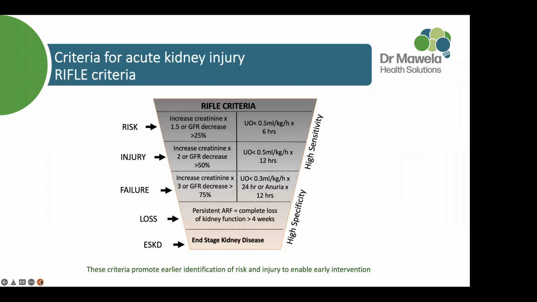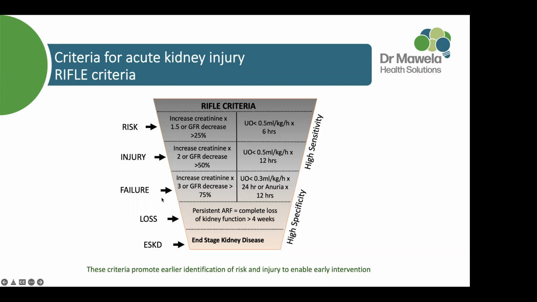I won't go into the details of some of these criteria for assessing acute kidney injury. What is very important is that we spend most of our time identifying patients who might be at risk of rapidly deteriorating kidney function, and probably intervene at this particular time.